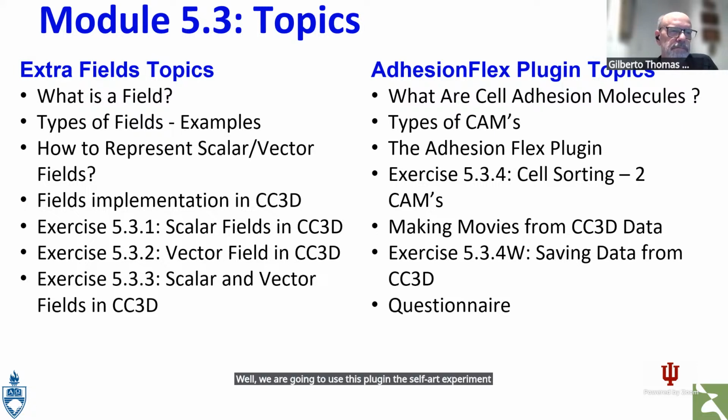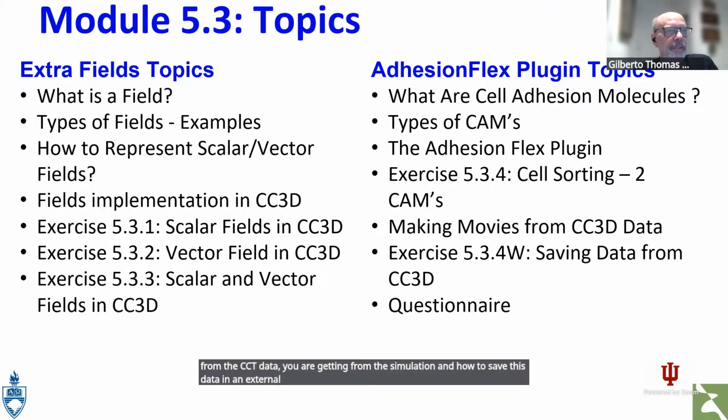Finally, two things that are sometimes important in CompuCell are how to make movies from the CC3D data you are getting from the simulation, and how to save this data in an external file to be used afterwards for whatever you want.